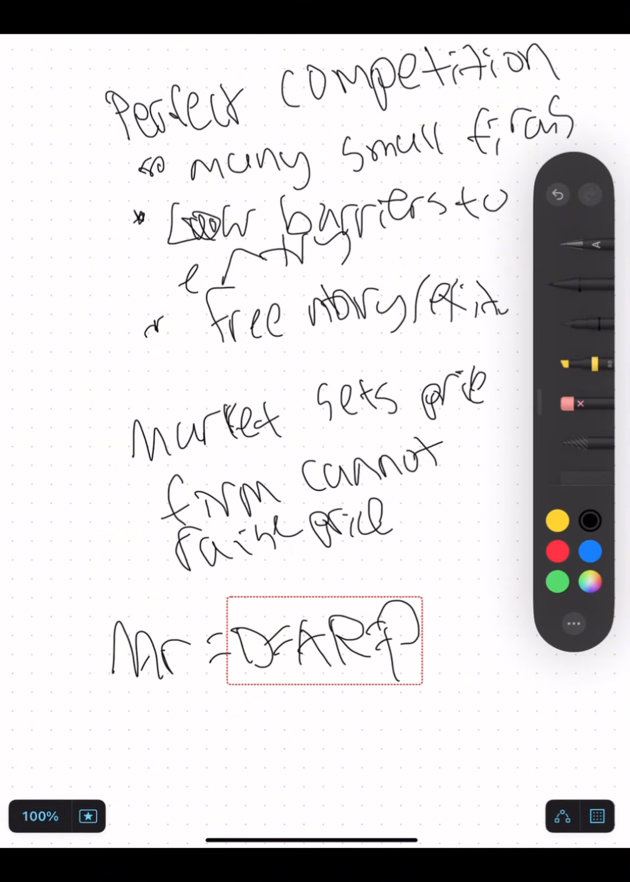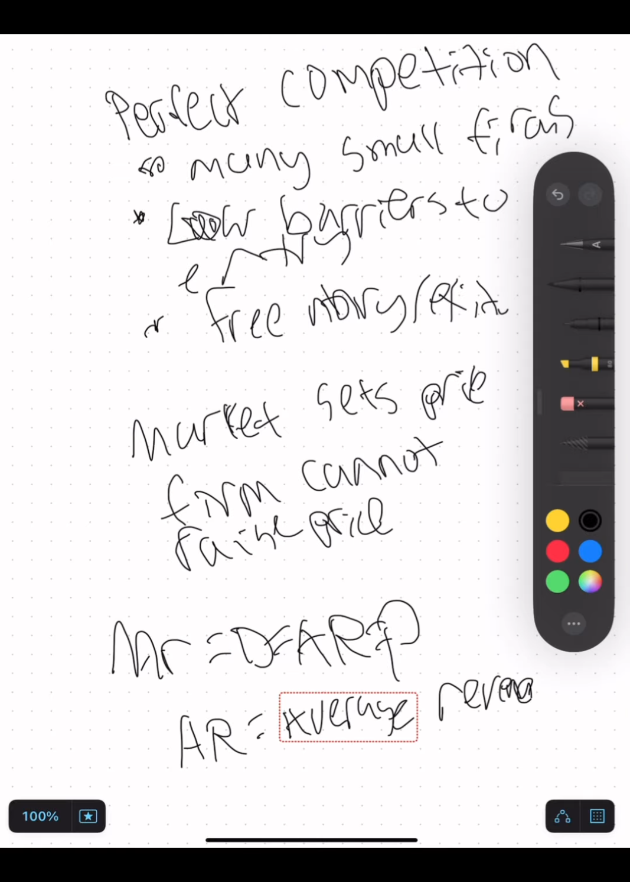Now let's go over MR = D = AR. AR stands for average revenue. MR stands for marginal revenue.